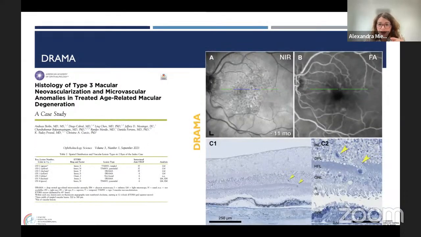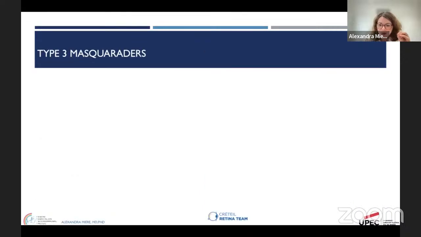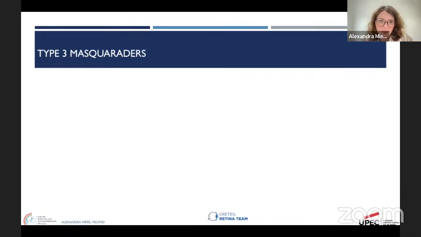But the Bruch membrane is completely intact. However, in the same eye, if we look at the DRAMA lesion, what we will see is that while we have minimal leakage as opposed to type 3 on fluorescein angiography, when we look at the histological pictures here in the lower panels, there is a vessel extending downward from the inner nuclear layer into the OPL above the drusen, but will not go and implant itself in the basal laminar deposits.